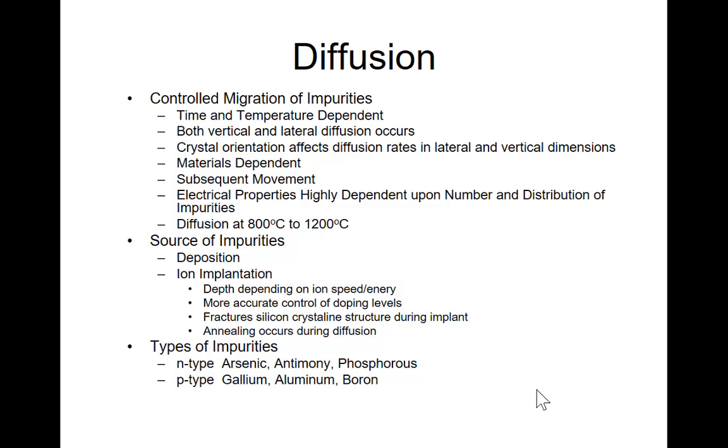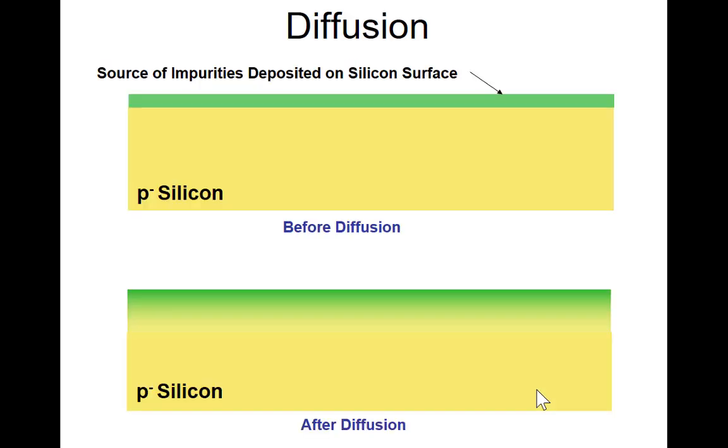And then like I said, the impurity source could be deposited onto the surface, and then it will diffuse into it, or could be implanted, and then you let it diffuse. And then you can use P-type materials or N-type materials for doing the diffusion. So graphically it is like this.